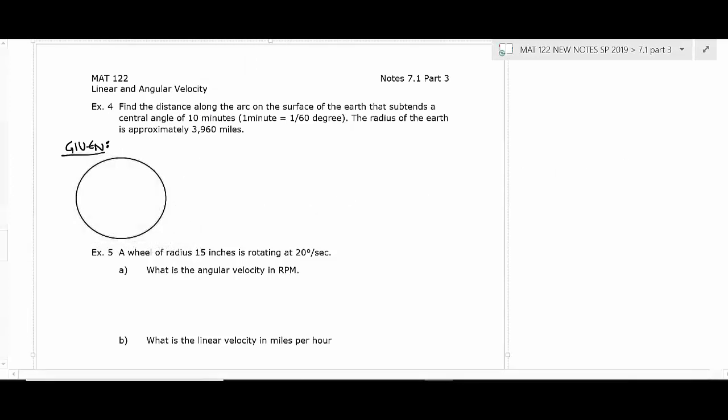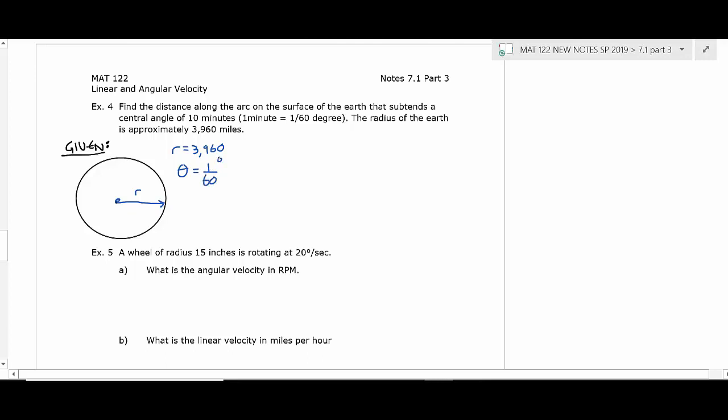Okay, so there's planet Earth, and what we're going to have is the radius, and I think this is relatively accurate, is that radius is 3,960 miles. So that's your radius. The other thing is you're given the angle theta, and that angle theta that it's going to rotate through is 1/60th of a degree.